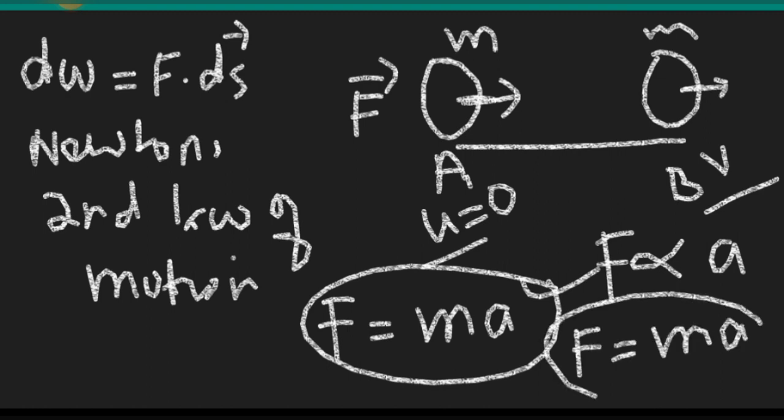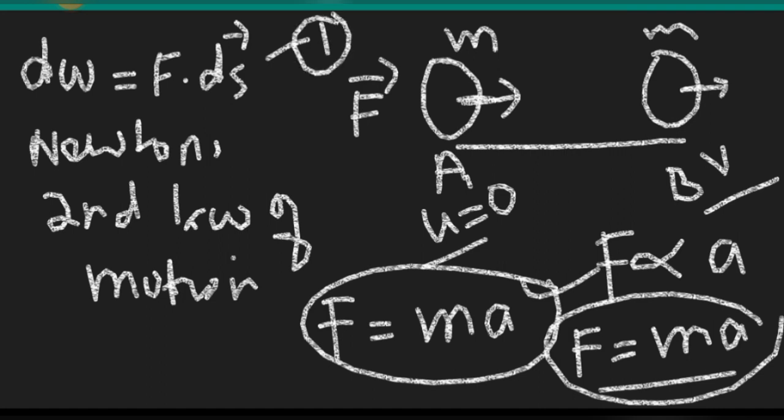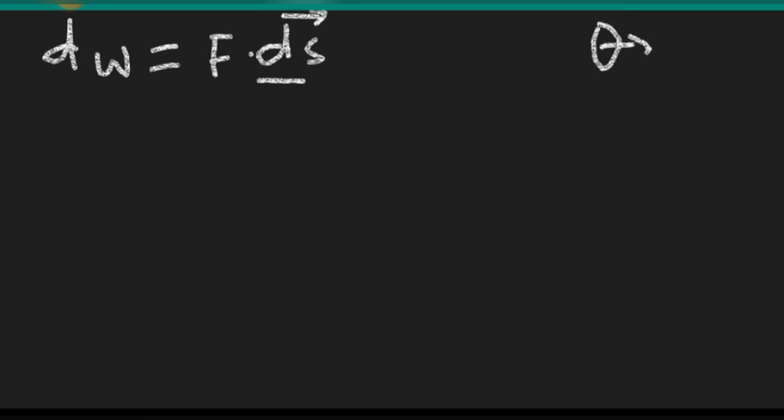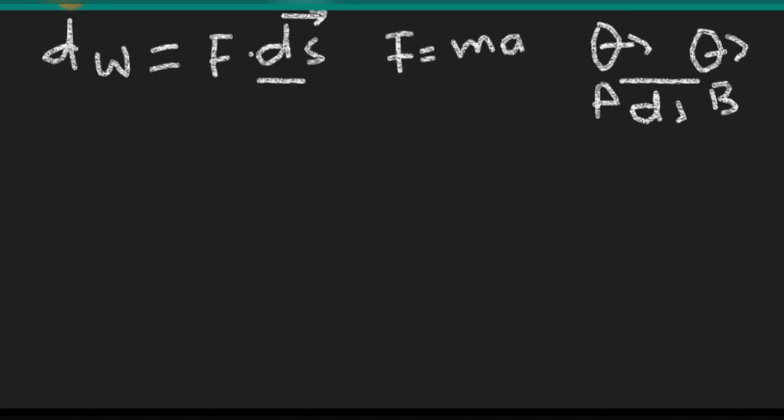We will study this topic separately in the next video. So here I am just using this equation in equation one. Now dW equals F dot ds. This is the small displacement the body has covered. Suppose this body has covered a small displacement from position A to position B. This is the small displacement ds, and we know F is equal to ma.